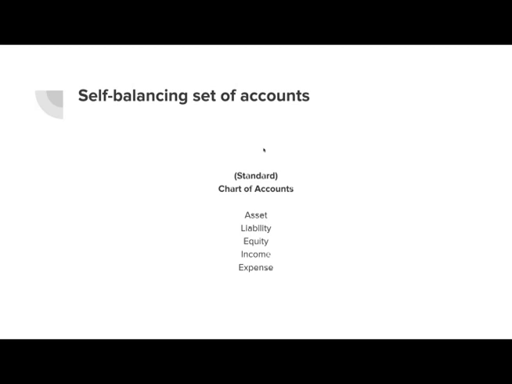So let's dive into that self-balancing set of accounts thing. In a standard chart of accounts, you would create your list and you would have this very linear, vertical list. You'd create your assets, liabilities, equity, income, and expense. That is a standard chart of accounts that you can use for anything.